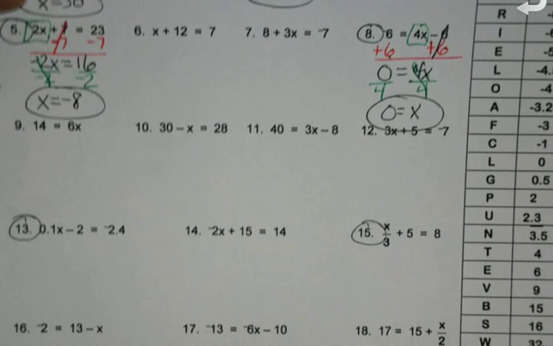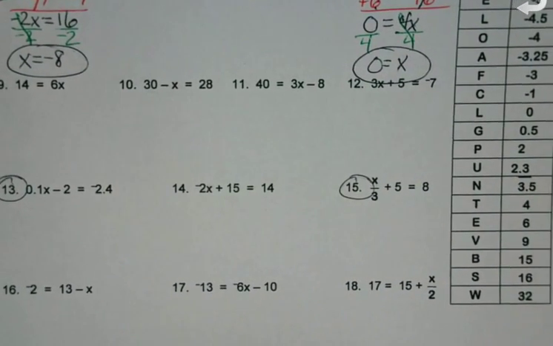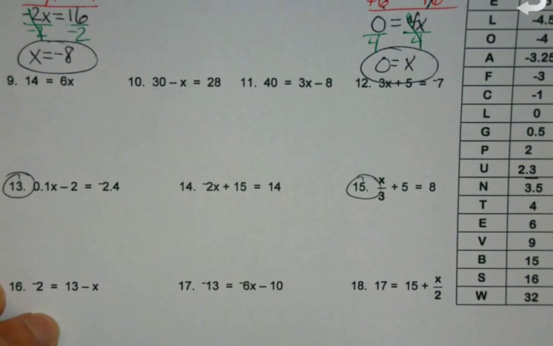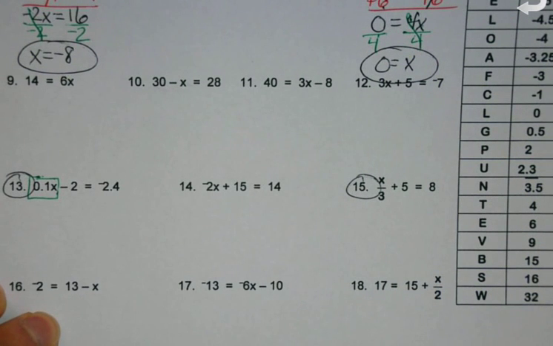And again, don't get worried if sometimes you get a fractional or a decimal type answer. That's not a bad thing. For instance, 13. Oh my gosh, it's a decimal. I want to get that decimal that's with x alone first. How do I get the -2 out? Plus it.